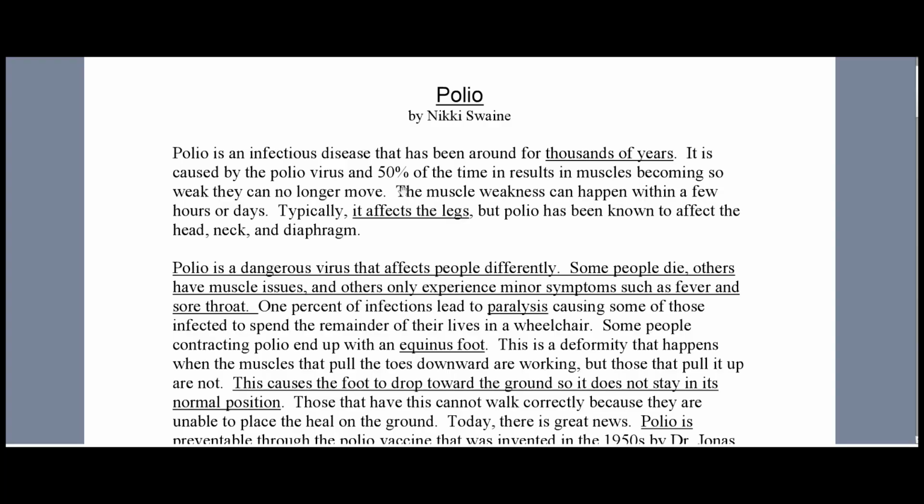Now it's time to paraphrase. Looking at the first sentence, it talks about how polio is an infectious disease that's been around for thousands of years. You need to write a sentence letting the reader know that polio's been around for a long time. You might use the word centuries. You could say, according to the passage, polio has been here for centuries. You might say, polio is a disease that has been here for thousands of years. Please, you already have your fact-finding phrase on there, so you're still in the same sentence. Paraphrase the first sentence now.